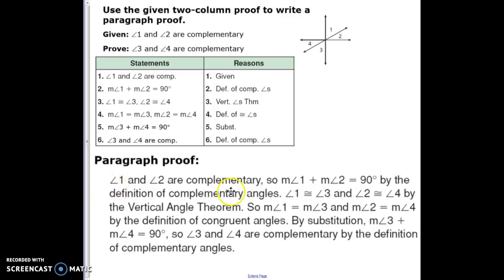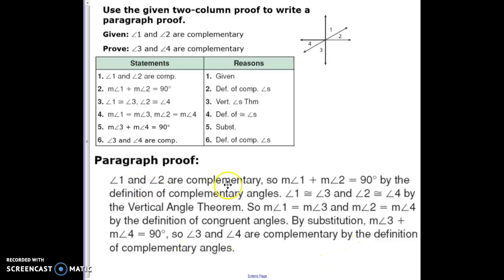Given that angle 1 and angle 2 are complementary, that means that the measure of angle 1 plus the measure of angle 2 equals 90 degrees by the definition of complementary angles. Angle 1 is congruent to 3, and angle 2 is congruent to 4 by the vertical angles theorem. So, the measure of angle 1 equals the measure of angle 3, and the measure of angle 2 equals the measure of angle 4 by the definition of congruent angles. Through substitution, the measure of 3 plus the measure of 4 equals 90. So therefore, angles 3 and 4 are complementary by the definition of complementary angles.